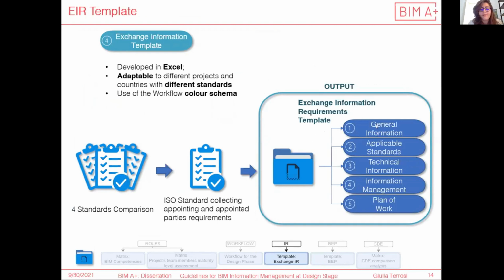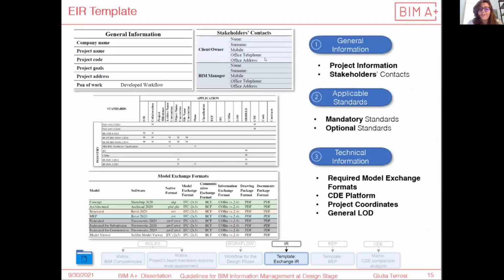The template is divided into 5 sections and respects the color scheme of the workflow. It is also developed in Excel to be modified and adapted to different projects and standards, and digitally signed. The first section of the template contains the general information of the project and the stakeholder context. The second one, the applicable standard for the project, that could be mandatory or optional.